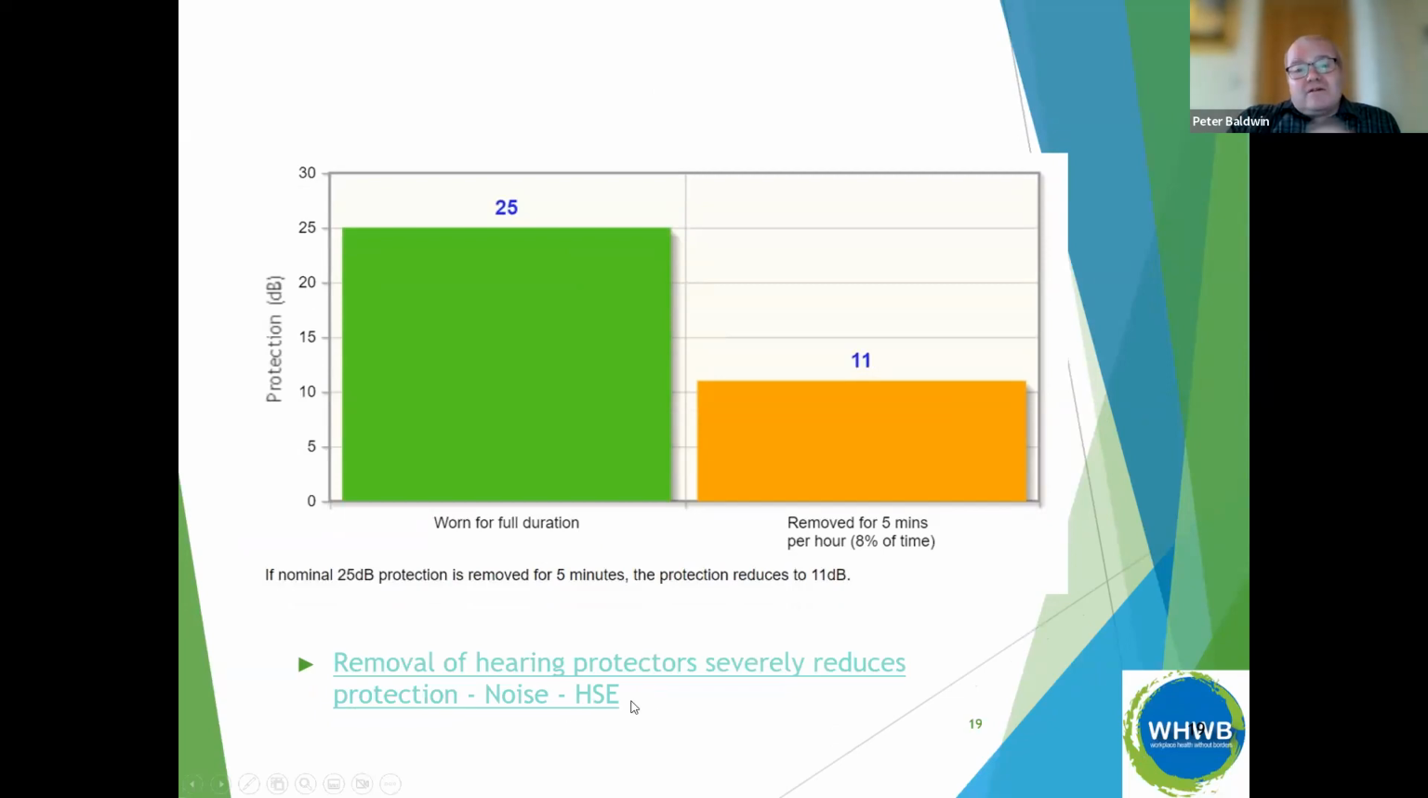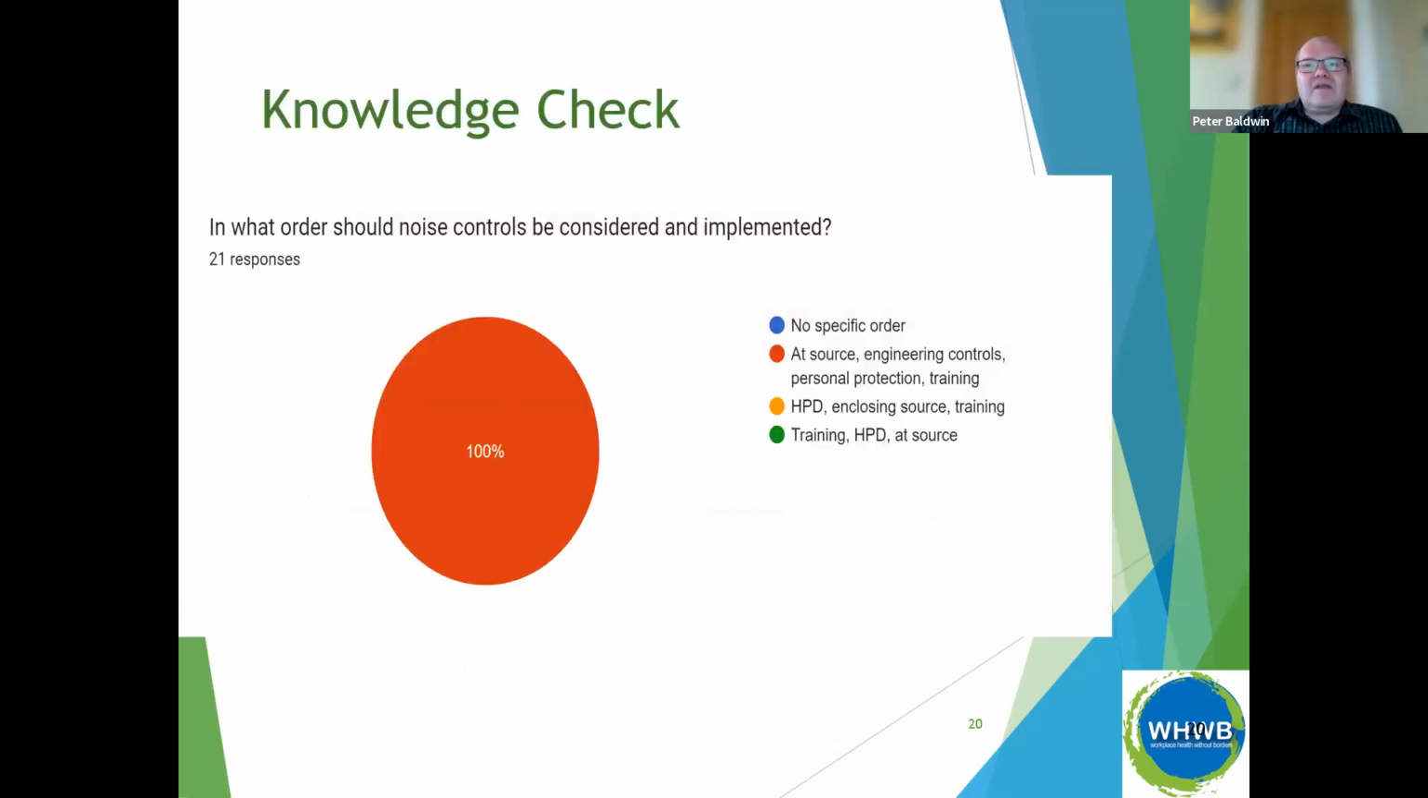If you look on that web page, there's a little slider, and you can move it from left to right and see the effect of removing your hearing defenders for 5 minutes. The effective protection you get is 11 dB. And obviously, if you don't wear them at all, you get 0 protection. So not using them for a very small amount of time has a massive effect on the protection factors you're getting from these hearing defenders. And I'm glad to say everyone got this one 100% right. So well done, everybody.